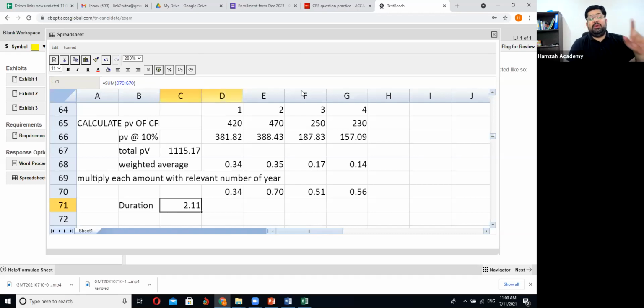Students, I repeat, we calculate present value for each year, calculate total present value, calculate weighted average. Means this divided by this, each year divided by total, and multiply with number of year and the sum of all. This is the duration of the project.